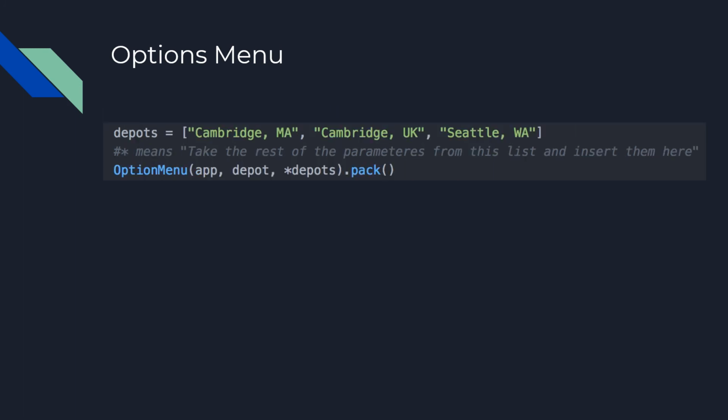To make the code for option menu a little bit clearer, we use depots equals, and then we make a list for depots. So Cambridge, comma, MA, Cambridge, comma, UK, comma, Seattle, comma, WA will be inserted into the depots list. And then on the next line, we will write option menu, comma, app, comma, depot, comma, star depots, point pack. So star means take the rest of the parameters from this list and insert them here. So we take the components of depots and we put it into the option menu.